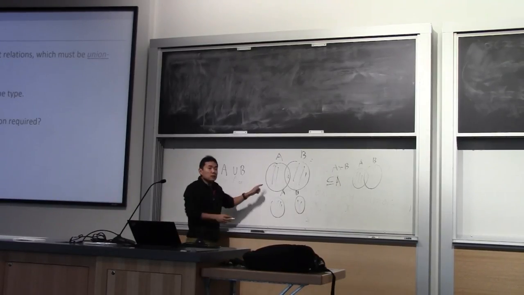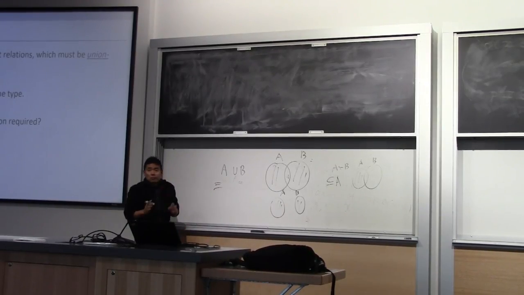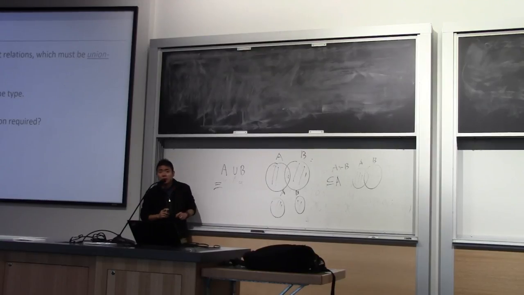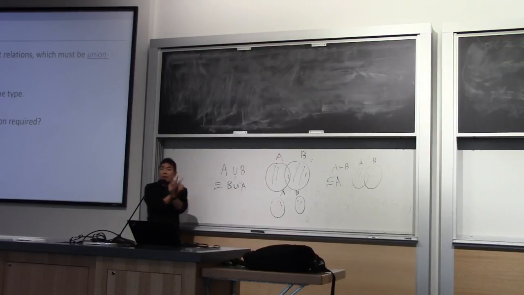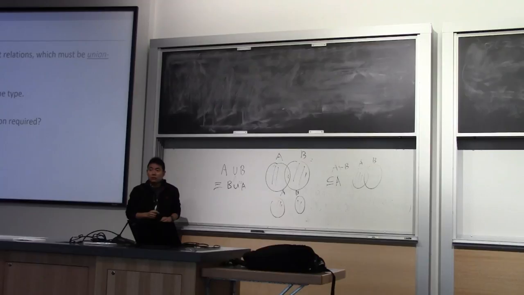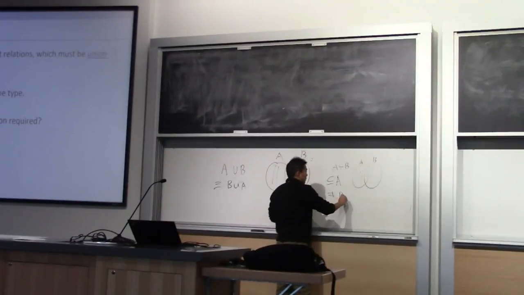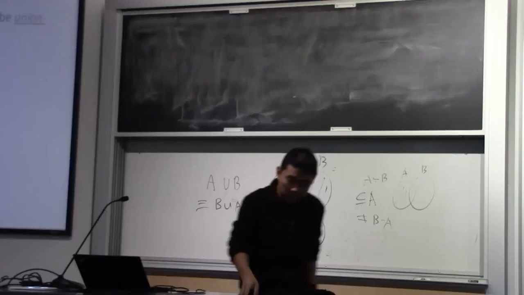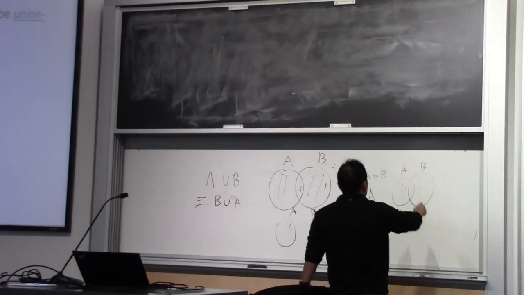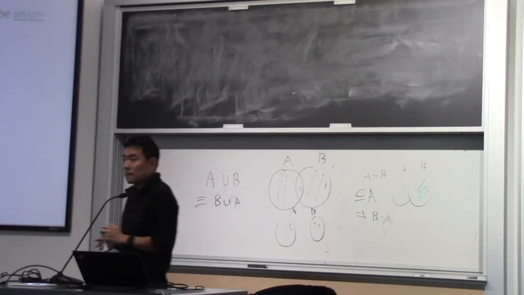Another observation from this discussion is that the union operator has this so-called associative property, meaning that the order in which you apply the operator doesn't matter. But set difference is not. This is not the same as this, which will give you different results. The ordering of the two matters.